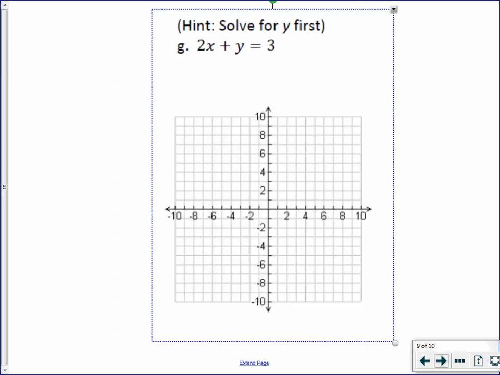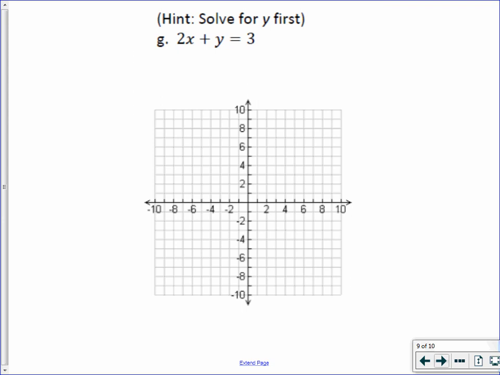So this one looks a little bit different. This one doesn't have y by itself yet. So before we can graph this one, we first have to isolate our y. So I'm going to subtract my 2x from both sides. y is equal to negative 2x plus 3.